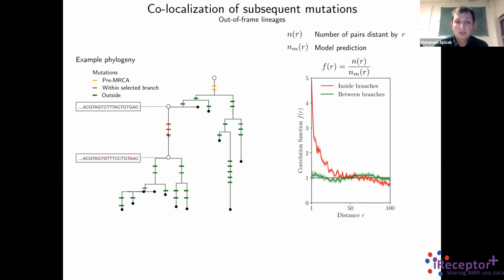And now if we look at pairs of mutations that are in different branches, so pairs between these red mutations and all the other green ones, we find this green profile, which is roughly equal to 1, which means that our model does a good job at explaining the distances between different mutations. And on the contrary, if we only build the statistics out of pairs of mutations within branches, we see an enrichment at neighboring base pairs, which is of order 5, which is quite significant.